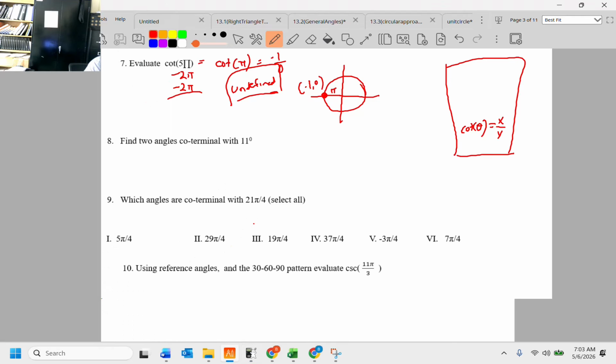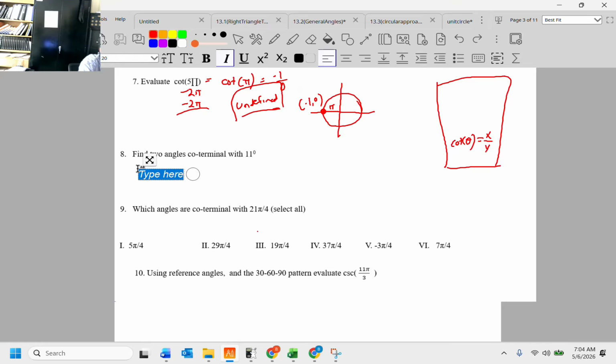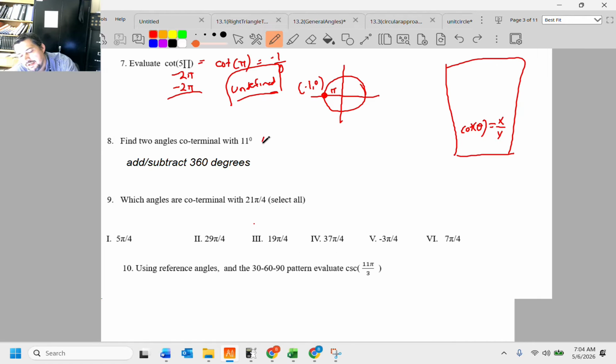All right, find two angles coterminal with 11 degrees. All you do is you add or subtract 360 degrees. And this will be a multiple select problem. But, you know, if you add 360, you'd be sitting at what, 371 degrees? Or you could add 360 again, and you'd be sitting at 671.